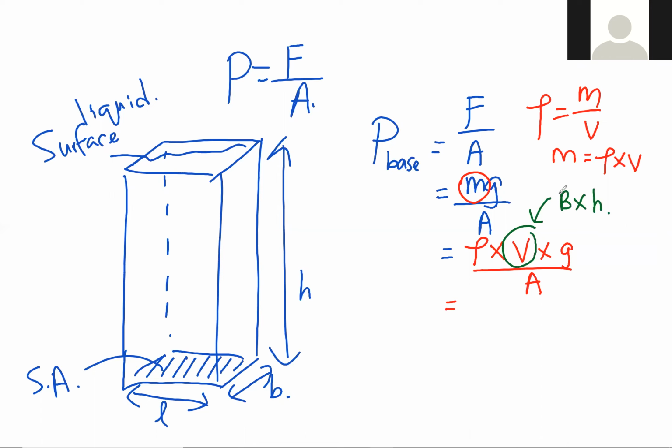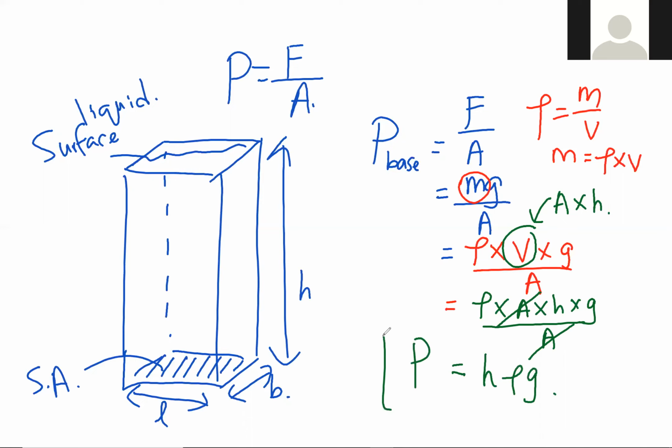I just put A. A is the base area. The base area times the height is the volume, right? So I put down density times A times height times g divided by A. So you can cancel off this one. You will get h rho g. This is the pressure of water, right? So if you are asked to derive this, then this is the derivation.